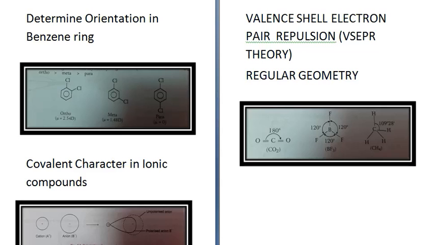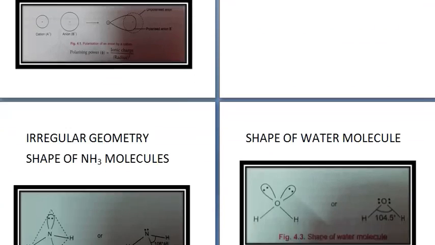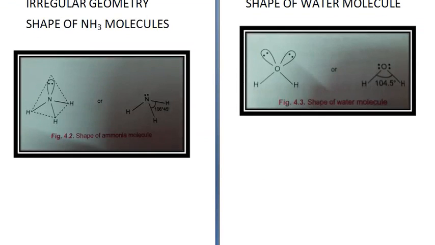Second type of geometry is irregular geometry. This is also known as distorted geometry. A molecule will have irregular geometry if the central atom is not bonded to similar atoms. Example, CHCl3. They are not bonded to similar atoms. Then the central atom has one or more lone pairs of electrons, like in case of ammonia. There are similar atoms, hydrogen, but there is also a lone pair.